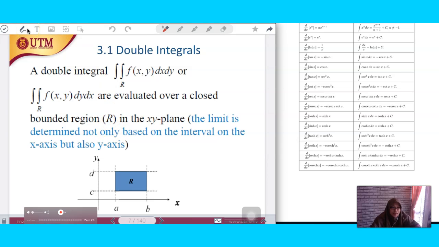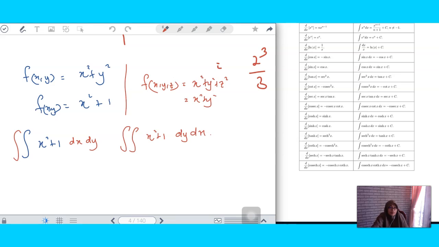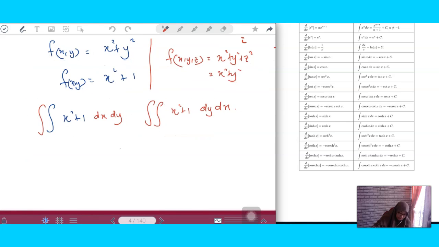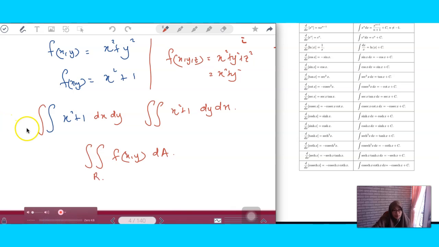For this, I will explain in the next video about the integrand for the double integral, because in general the double integral is defined as the integral over R of f(x,y) dA. I will explain what R is and what dA is here. But now I want to stress the function, or the integrand, here.